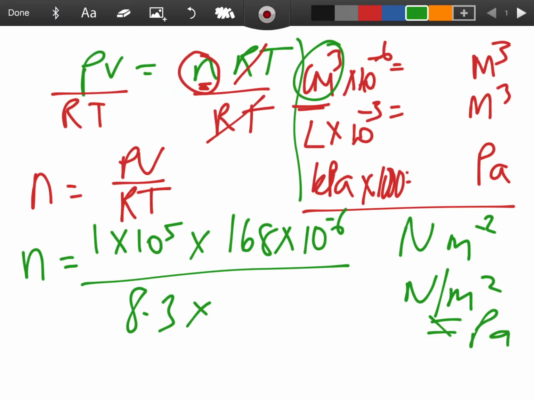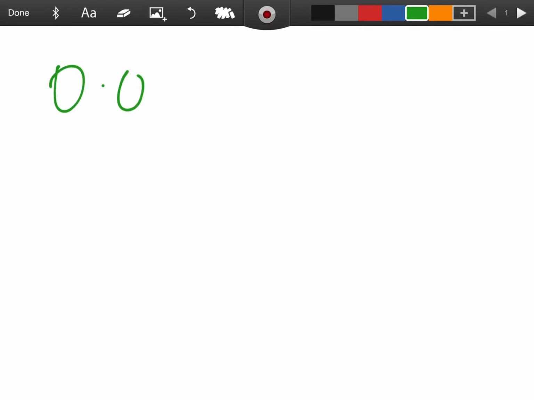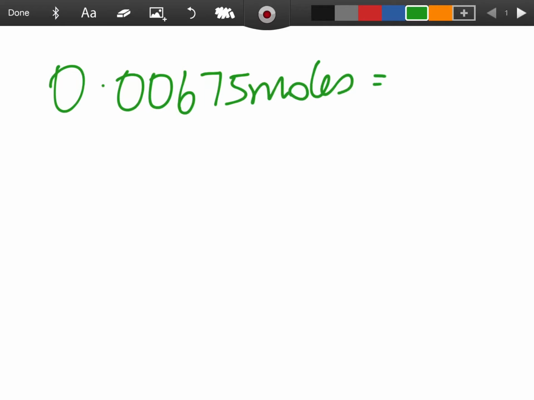And 27 degrees Celsius, you can't fill in degrees Celsius, you need Kelvin. And remember, for 27 degrees, you add 273 to change to Kelvin. So you're going to get 300 there when you do that. n then works out at 0.00675 moles. Okay? 0.00675 moles is the number of moles of gas you had.